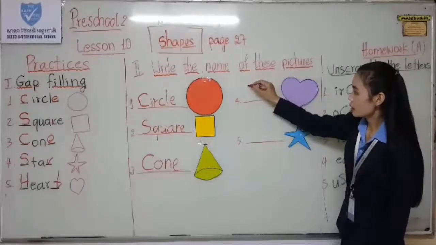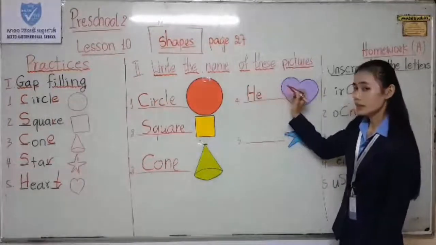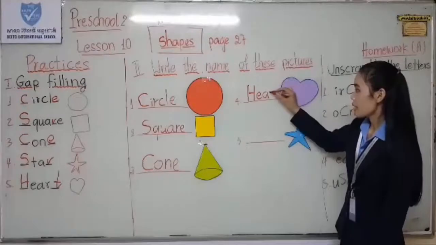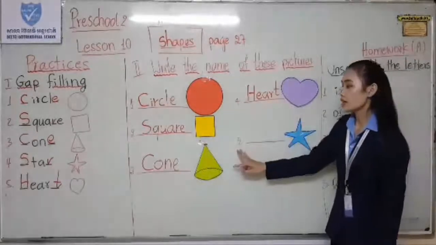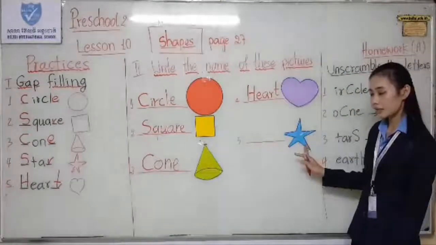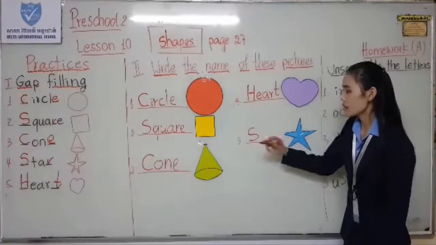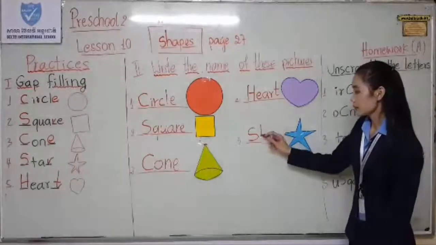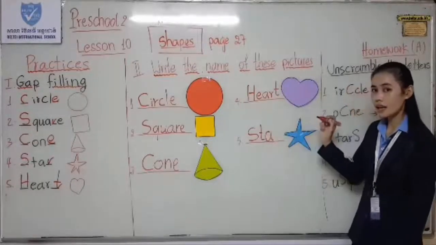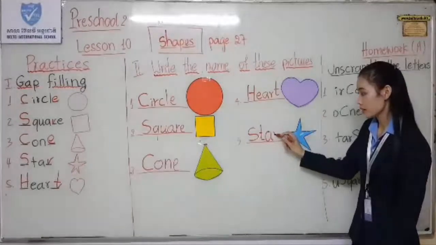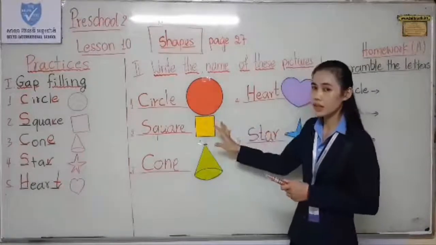Everyone, spell heart together. Heart, we can spell H, E, A, R, T. Heart. The last word is, look at here. What is it? It is a star. So let's spell star together. Star, we can spell S, T, A, R. Star. Now I want you to read all these words together.